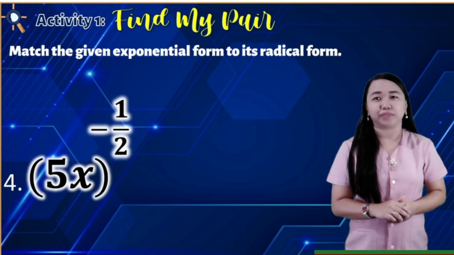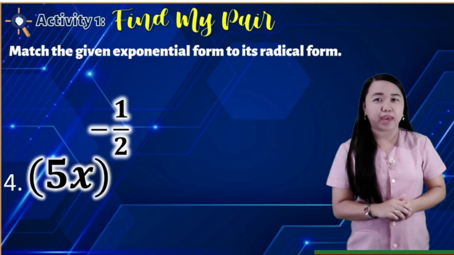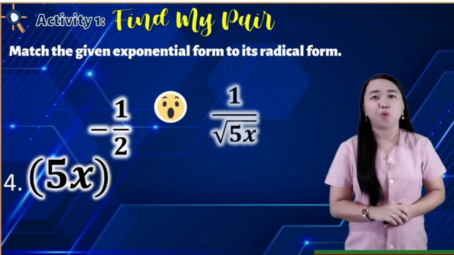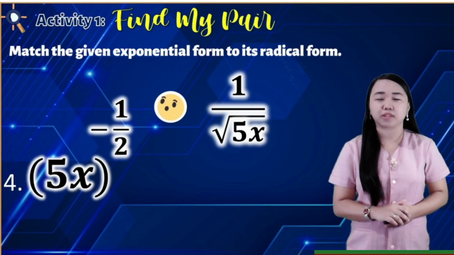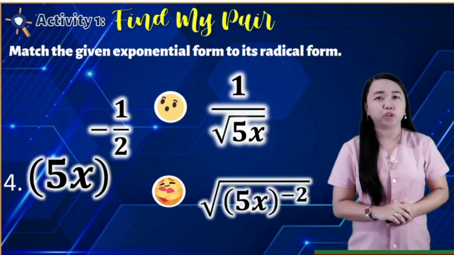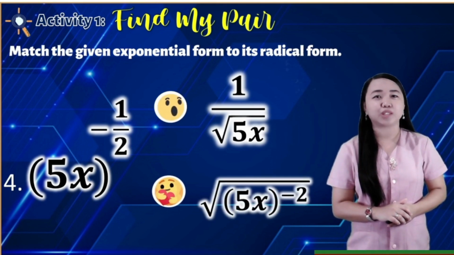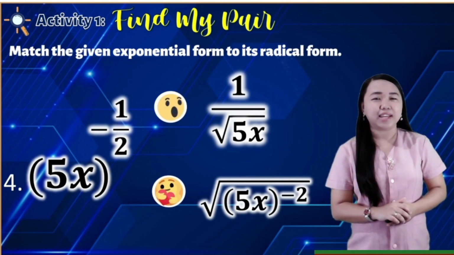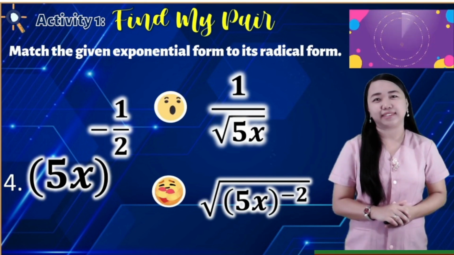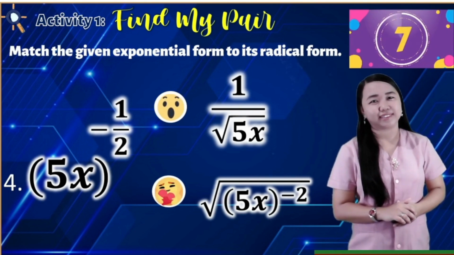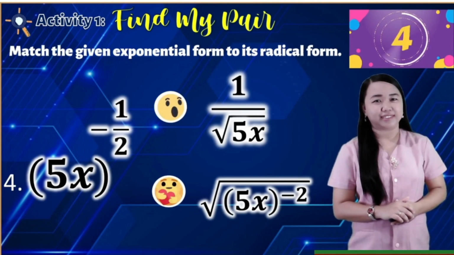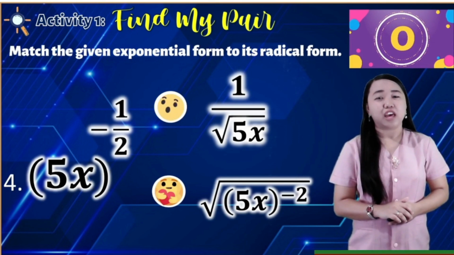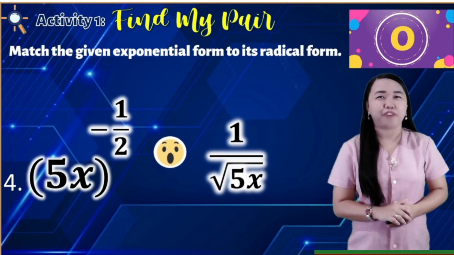Fourth item. The quantity 5x raised to negative 1/2. Is it wow react, 1 over square root of 5x, or OK react, square root of the quantity 5x raised to negative 2? Will you drop wow or OK react? 10 seconds, go! If you dropped wow react, very good!